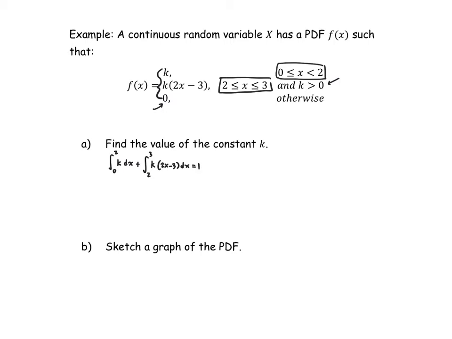Now we've got this constant k, and we should be able to operate and solve this. I integrate the first, finding the antiderivative, and evaluate from 0 to 2. I'm going to factor k out in the second and find the antiderivative, which would be x squared minus 3x, and again evaluate now from 2 to 3 on that, expecting the outcome to be 1.